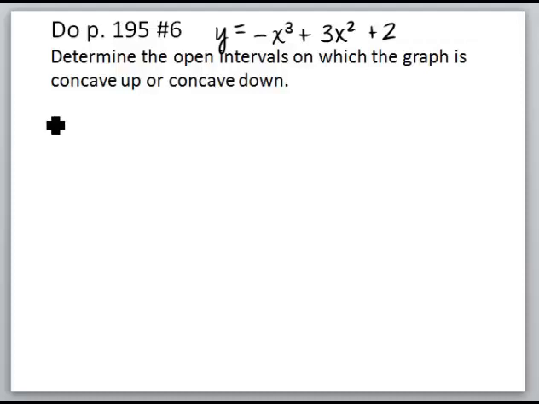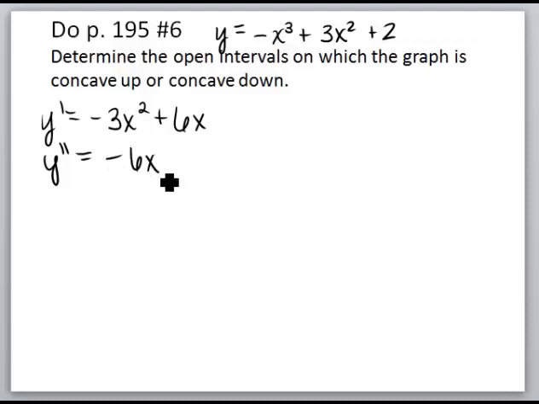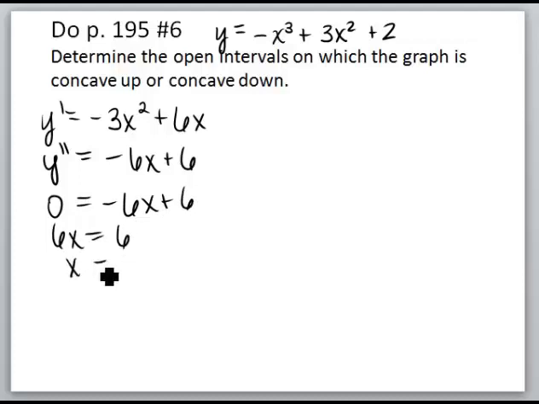Remember that concavity occurs at the second derivative, so that's what I'm going to start out by doing. I'm going to take the first derivative, and then I'll take the second derivative, and the second derivative is negative 6x plus 6. We're looking at where the second derivative has possible points of inflection, so where it does not exist. There are no values where it does not exist or where it is equal to 0. Solving for x gives me x is 1.